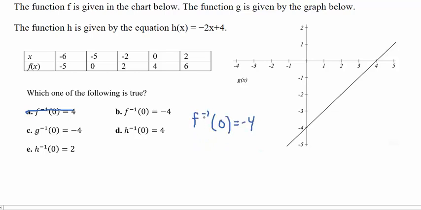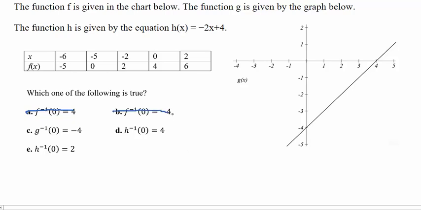Choice B says that f inverse of 0 is negative 4, which is equivalent to saying that if you were to plug negative 4 into the function f, you would get out 0. Once again, my function f is undefined at x equals negative 4. It's not even a choice in the list. So therefore, choice B is false.